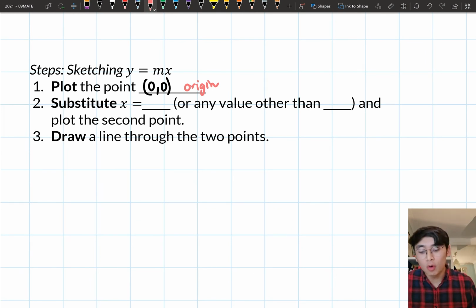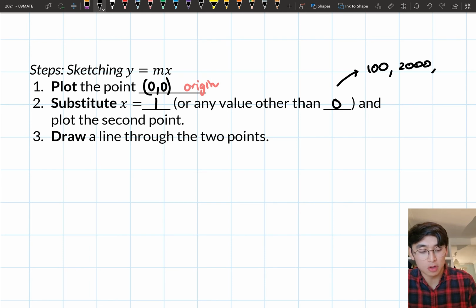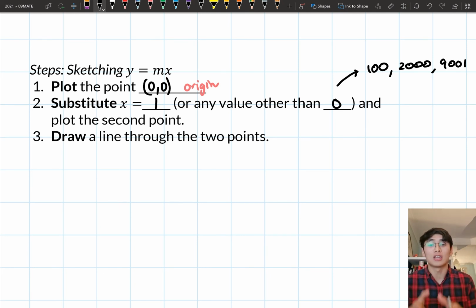Then after you've done this, all you need to do for the second step is substitute x is equal to 1. Now I recommend doing 1 because 1 is quite easy to substitute, or you can substitute any other value than 0. You could pick any random number, and that allows us to get a second point. You could substitute, for example, 100. You could substitute 2000. You could substitute 9001. You can substitute any number that you want, as long as you substitute it in and you can get a y value out and you can plot a second point on your Cartesian plane. Then once you've done that, draw a line through the 2 points and then you've sketched your graph y is equal to mx.